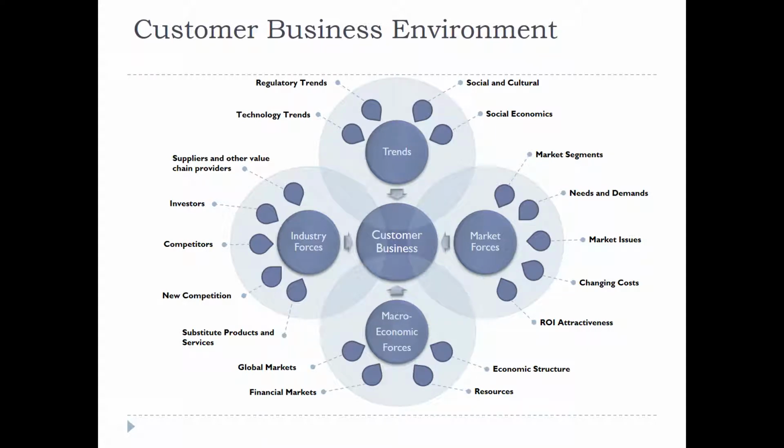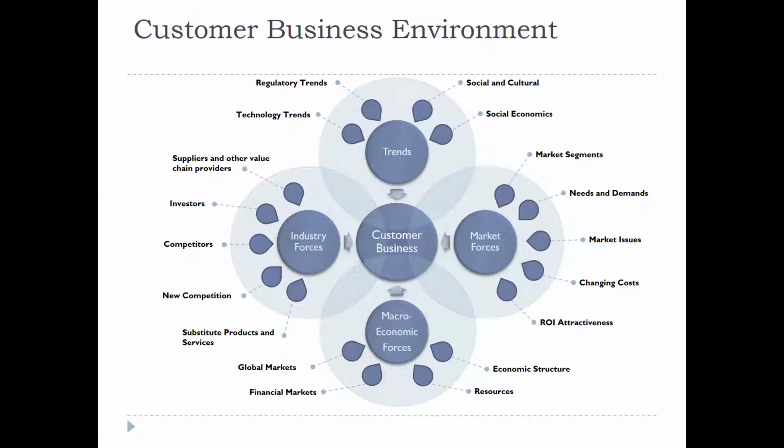The customer business environment is clear. So at this particular center, you've got your customer business right there. See my little cursor right there. And they're dealing with industry forces, the macroeconomic forces, the market forces, and trends that are taking place. Now, each one of these you can really drive in, but we're going to stop at this particular point. We're just going to highlight these particular aspects of each one of those bubbles.